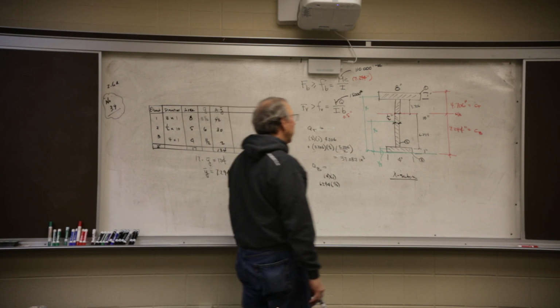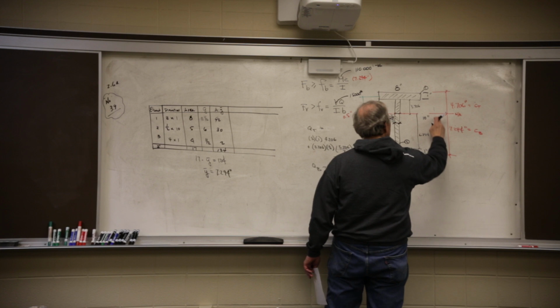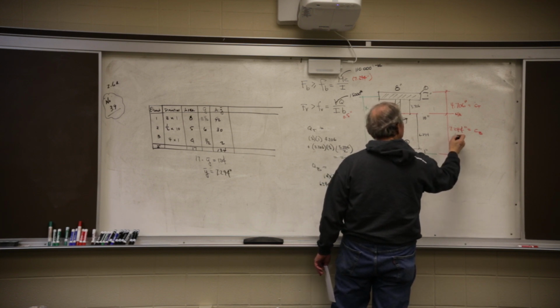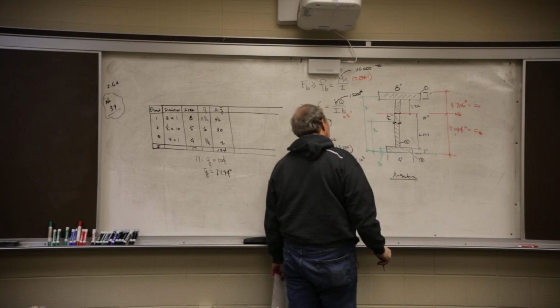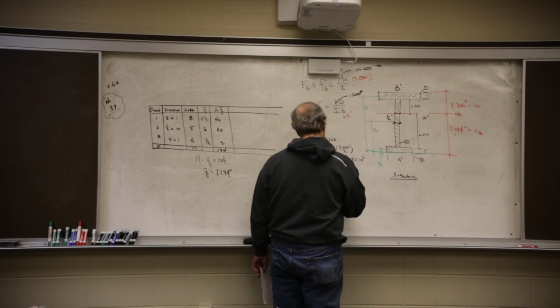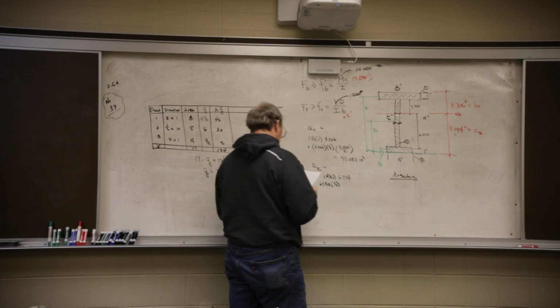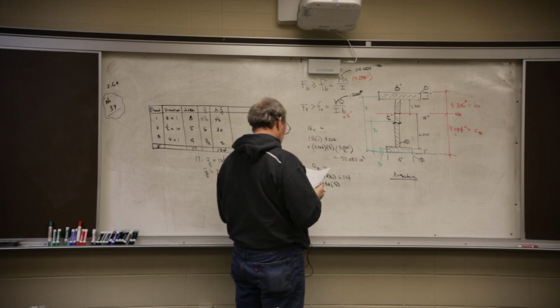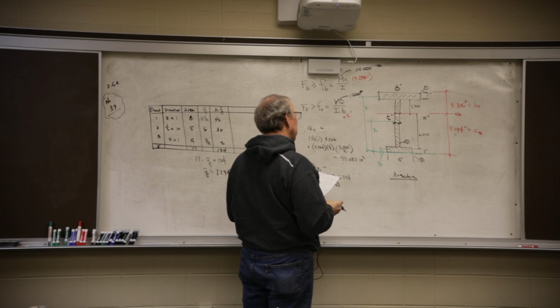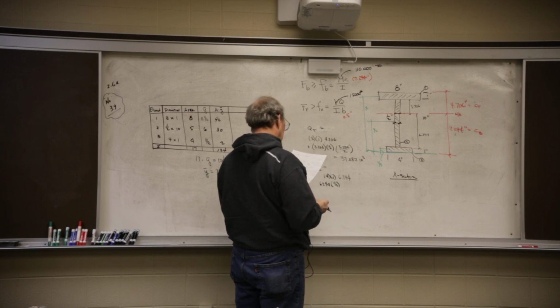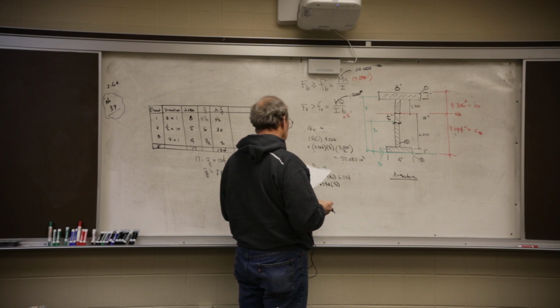Distance to the center, come back a half, minus a half, 6.794. Okay, make sure I got this. That looks good to me.